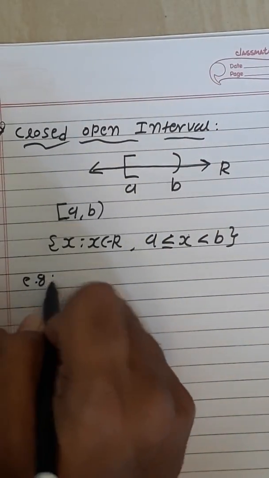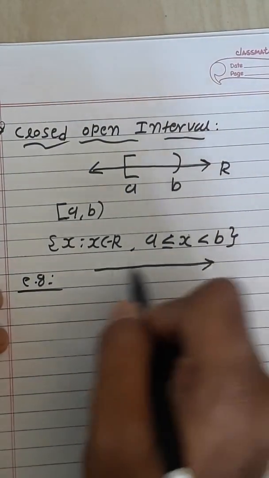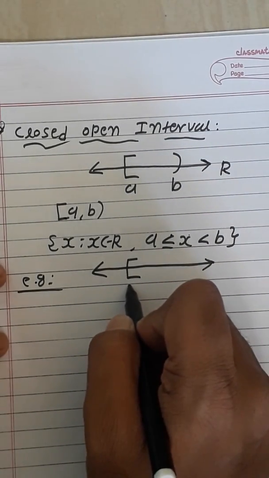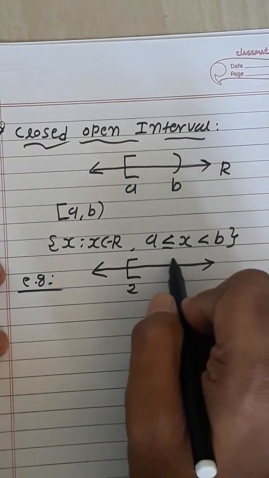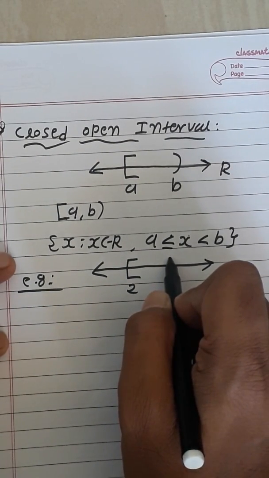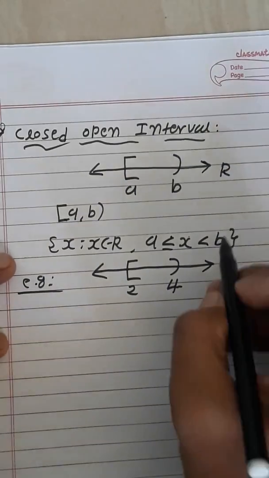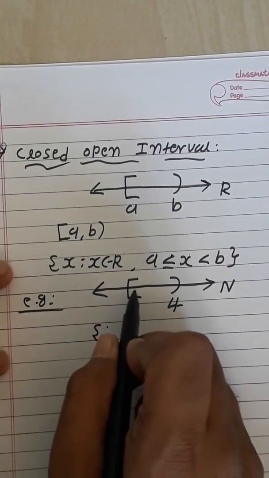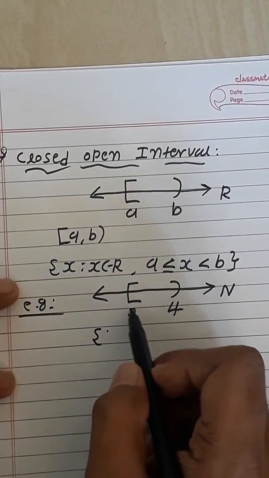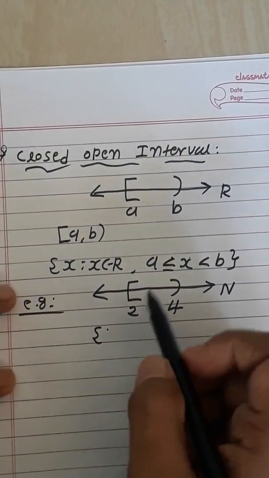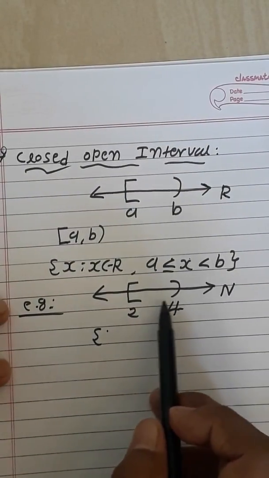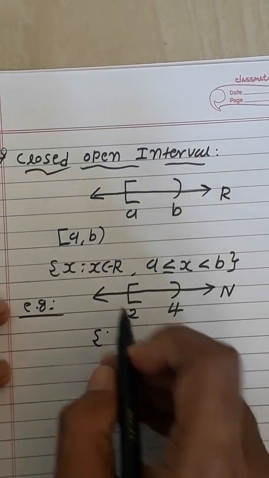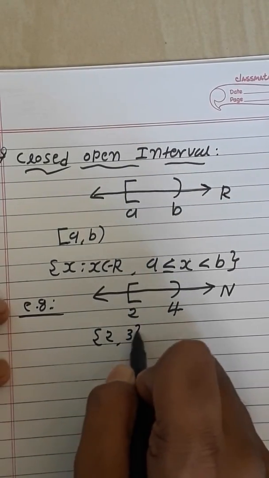Now again we can take one example, again in number line N: closed interval 2 and open interval 4. So the answer is the set: 2 is in closed form, so we consider 2, and 4 is in open form, so we cannot consider 4. So the answer is the set {2, 3}.